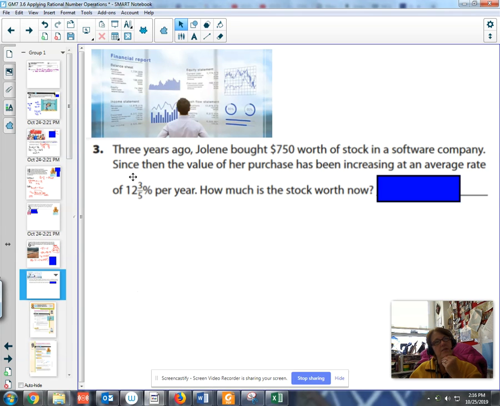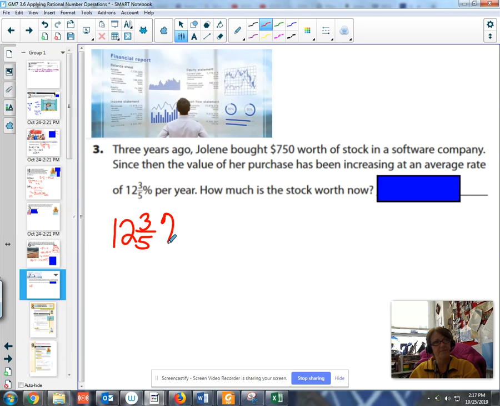Now, the good news is, since then, now 3 years later, the value of her purchase has been increasing at an average rate of 12.75% per year. How much is it worth now? So as I look at this, I'm thinking, all right, it's 12.75% each year, but she's had it for 3 years. So we're going to figure this out first, which will give us the decimal equivalent about how much we're going to multiply the 750 by.